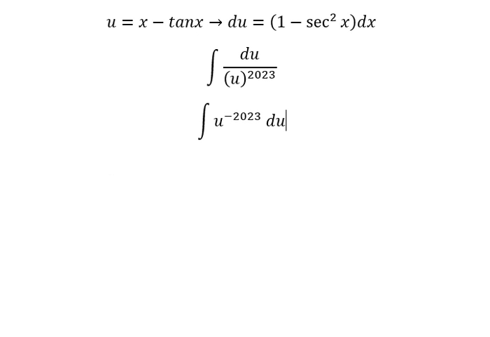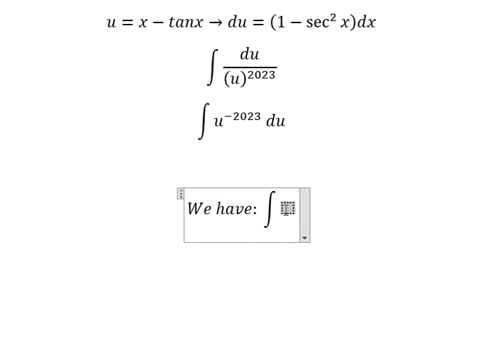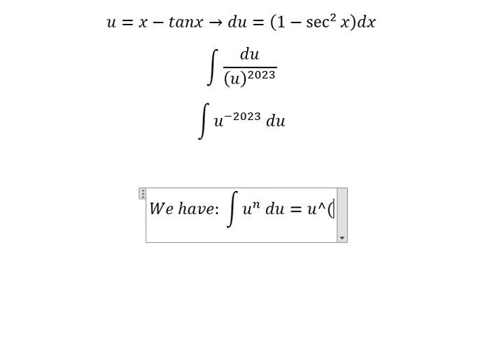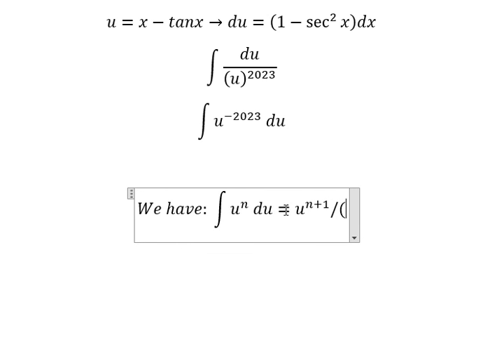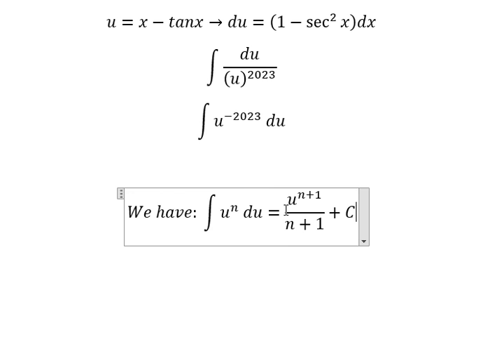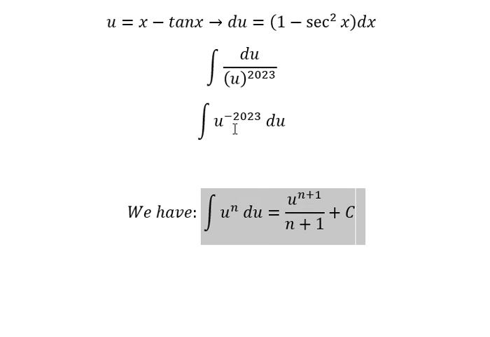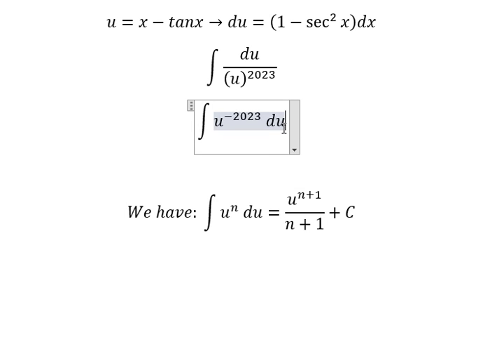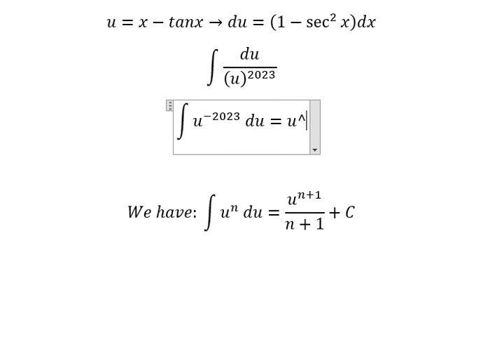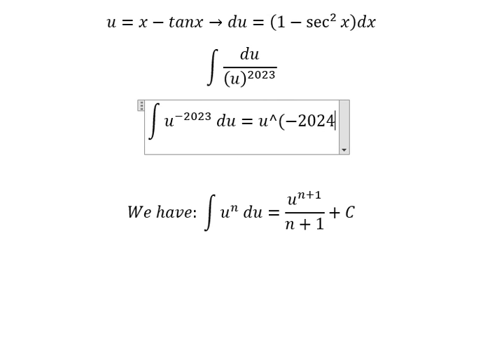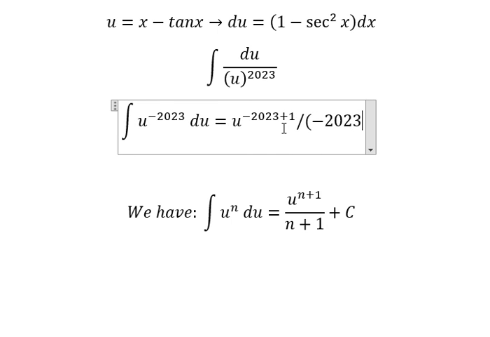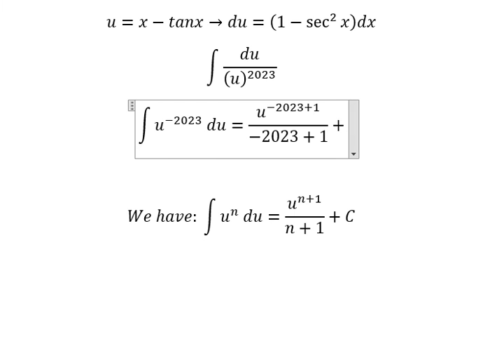So we have the formula in here. The integration of u to the power of n du, we have u to the power of n plus 1 over n plus 1, and we put c. Now we can apply this formula for this one in here and we got u to the power of negative 2023 plus 1 over negative 2023 plus 1, and we put c.